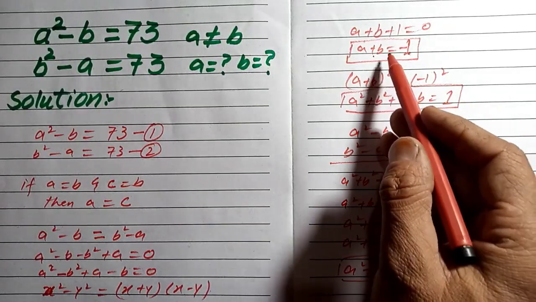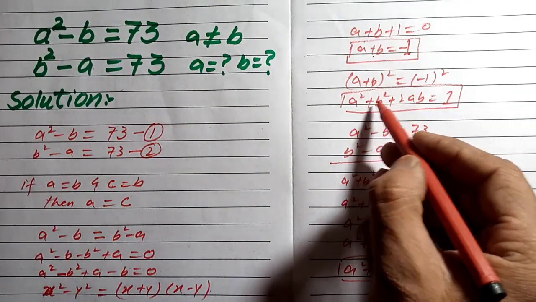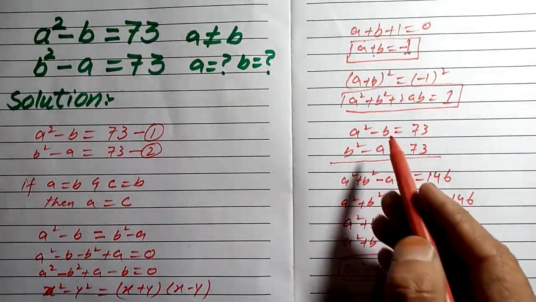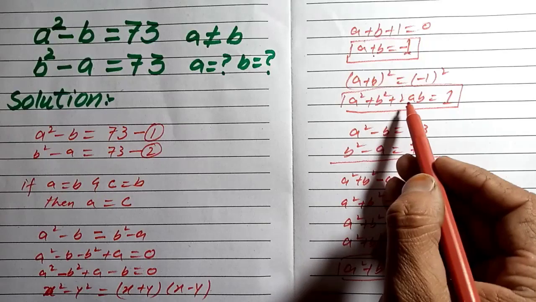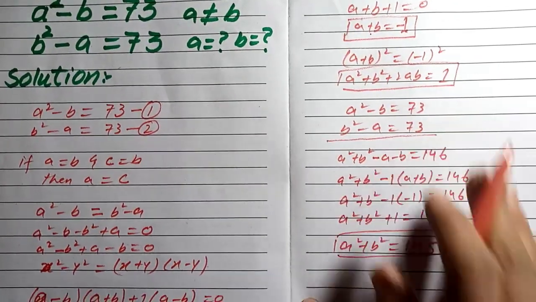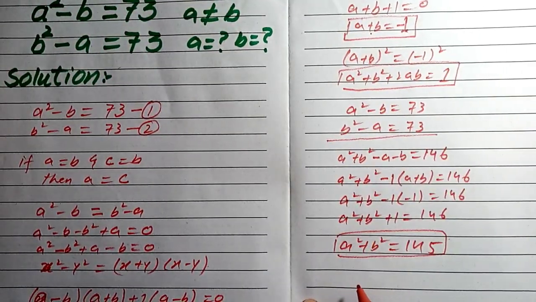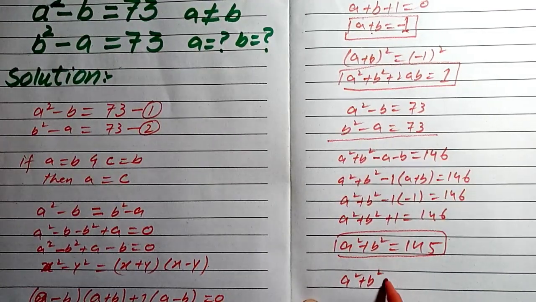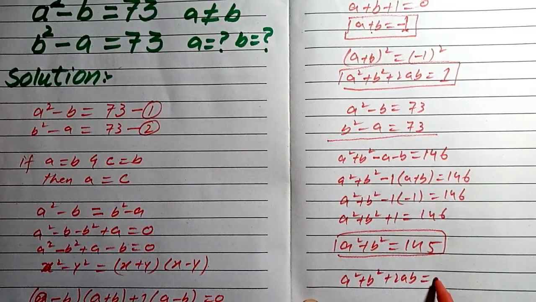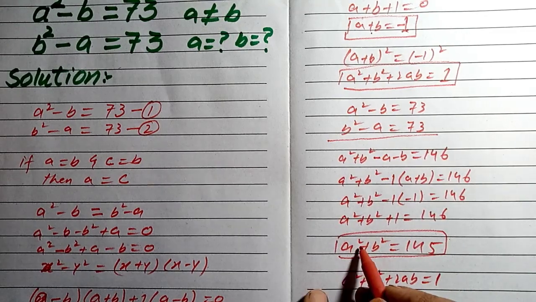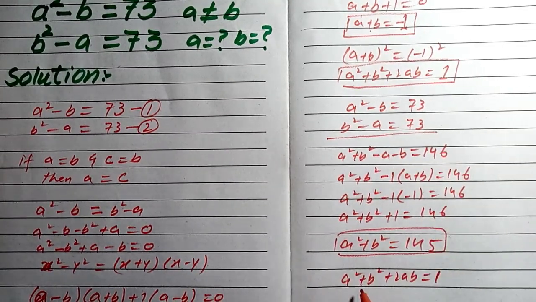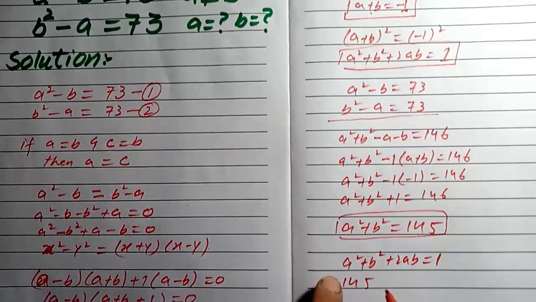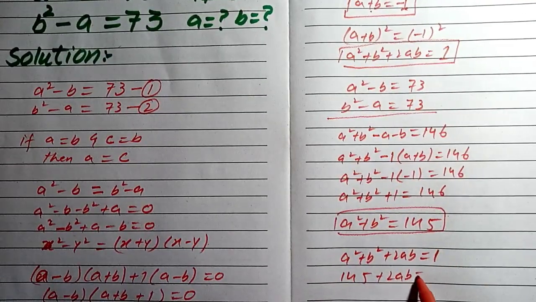So on this side, if we square this equation, we can get a square plus b square plus 2ab, which is equal to 1. Now we put the value of a square plus b square in this equation. If we put the value of a square plus b square, we get 145 plus 2ab, which is equal to 1.